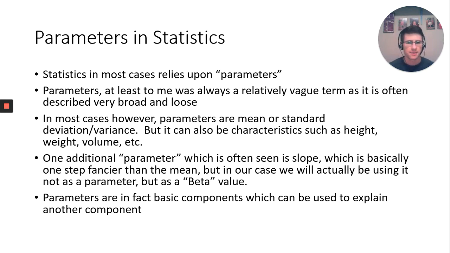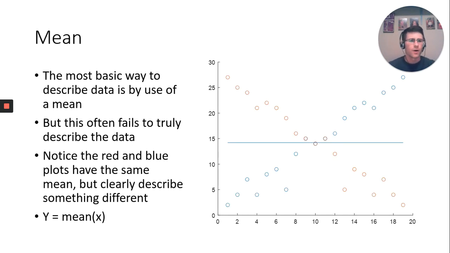To summarize a parameter as best I can, I would say that it's a basic component that can be used to explain another component. And you can use any component to explain any other component as long as there actually is that relationship. One of these parameters, as I mentioned, would be mean. Mean is kind of the most basic and probably very powerful tool to explain data sets, but it has severe limitations. And this example on the right should show that.